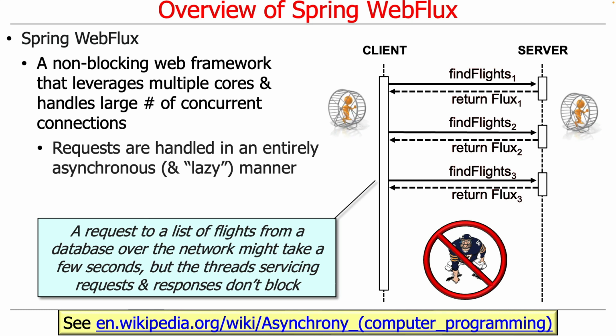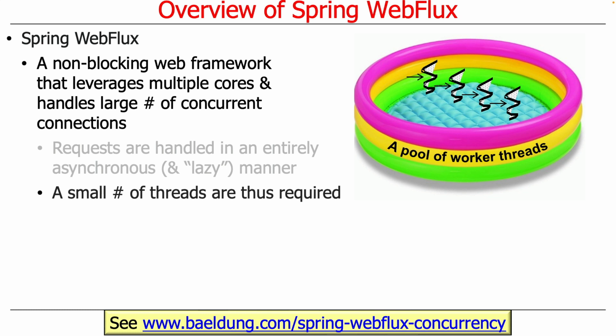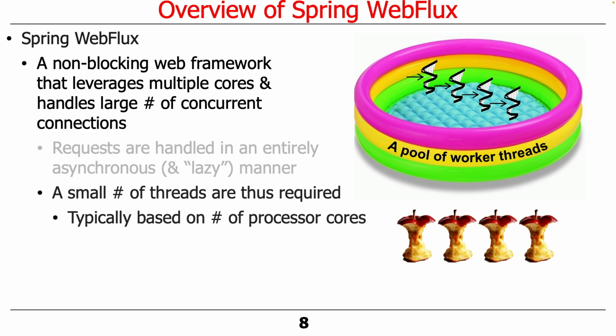And so as a consequence, the finding of the flights, which is taking place over here on the server side with a little guy running around, might take a while, but the threads servicing the request and response don't need to block. They can come right back to the caller, and the caller can do other stuff like invoke other operations or handle the user interface or other touch events or whatnot, while the asynchronous computations are running on the server side. One of the nice things about this is you don't need a large number of threads. You typically need about as many threads as there are processor cores, which is a win.